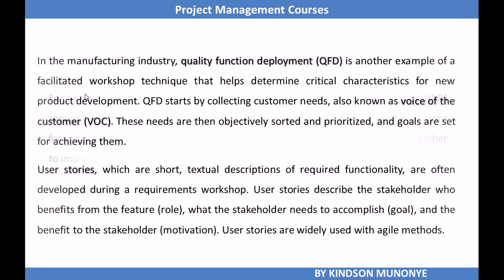Another example of facilitated workshop is the one used in manufacturing industry called quality function deployment. It helps to determine critical characteristics for new product development. The quality function deployment starts by collecting customer needs, also known as voice of the customer, VOC. These needs are then objectively sorted, prioritized, and goals are set for achieving them.